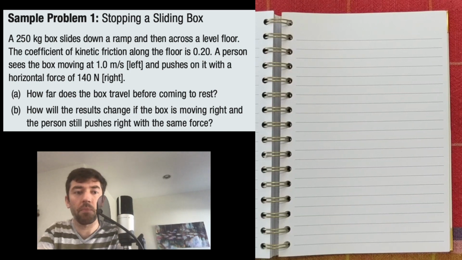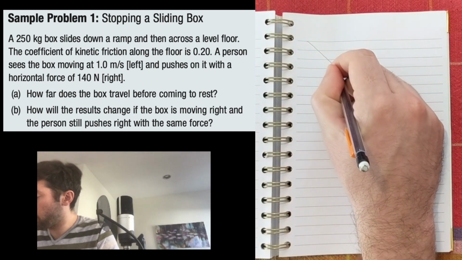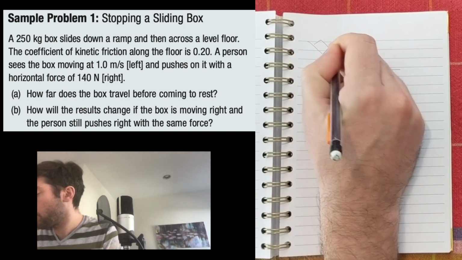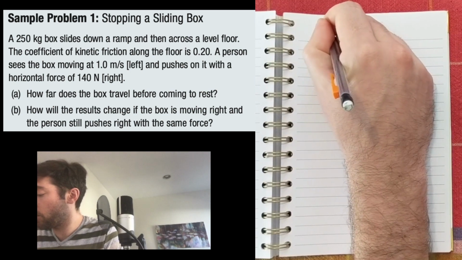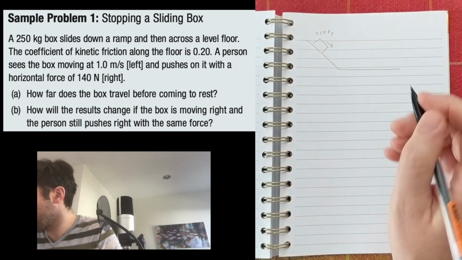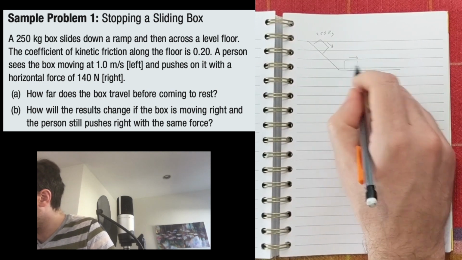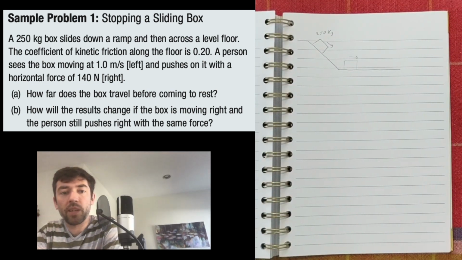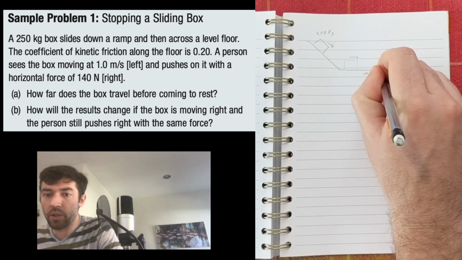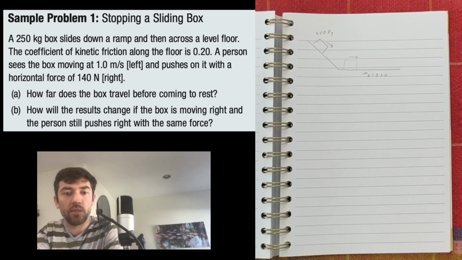A 250 kilogram box slides down a ramp and then across a level floor. Let me draw that. So we have a ramp and then a level floor. Block. This is a 250 kilogram giant box full of weights or something. Somebody's delivering barbells to a gym. So it comes down here and then it later on slides across the floor. So the coefficient of kinetic friction acting on the floor here, mu k, equals 0.2. So a person sees the box moving at 1 meter per second left.